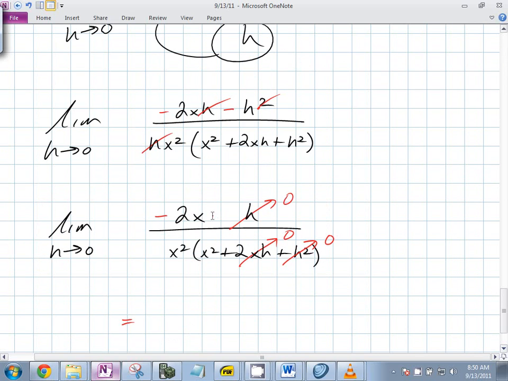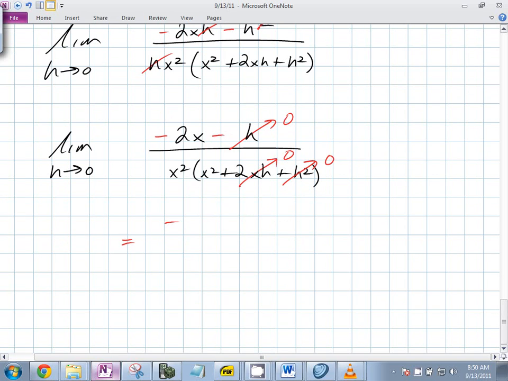But so what do you end up with for an answer? You end up with negative 2x over what? X to the fourth, x squared times x squared. And what does that equal? Yeah, that's absolutely correct. You could say negative 2 times x to the negative 3. There it is.